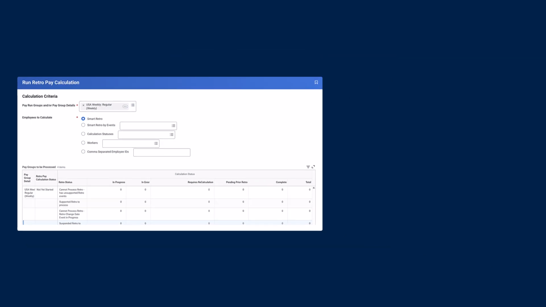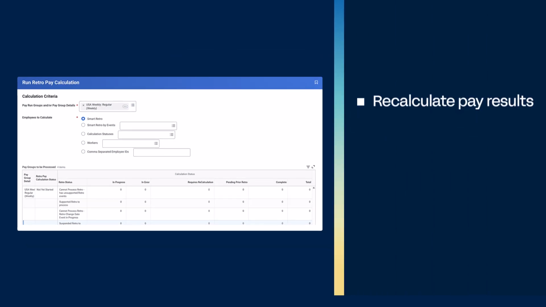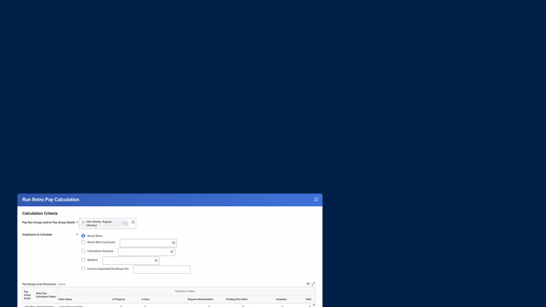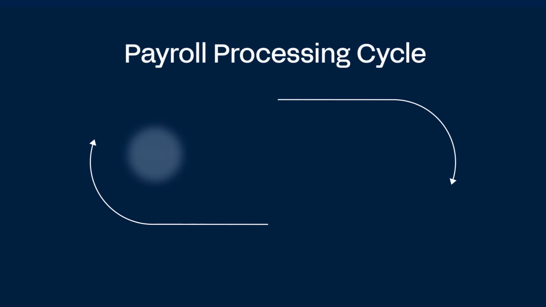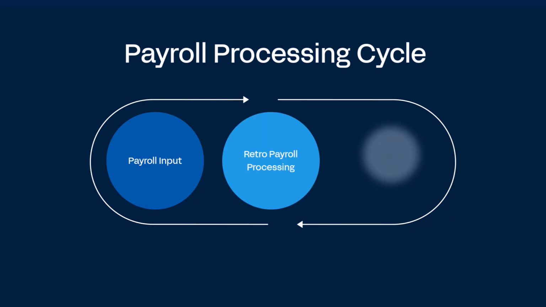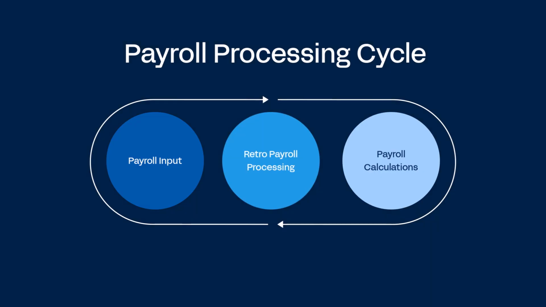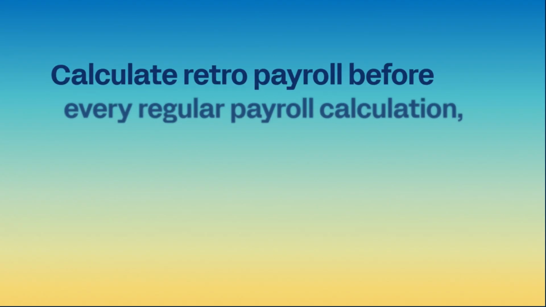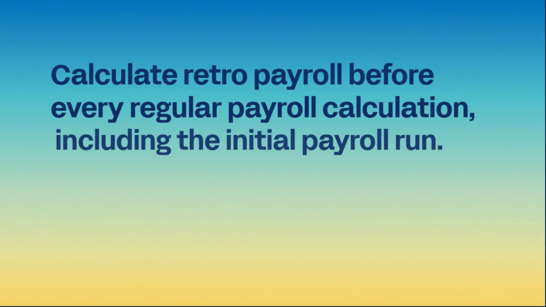Retroactive processing allows you to recalculate pay results for impacted prior periods back to a specific date, report differences between original and recalculated pay results, and pay the differences in the current period as part of the worker's regular pay or through on-demand payments. Retroactive payroll processing occurs within the payroll processing cycle. Workday recommends you calculate retro payroll before every regular payroll calculation, including the initial payroll run.